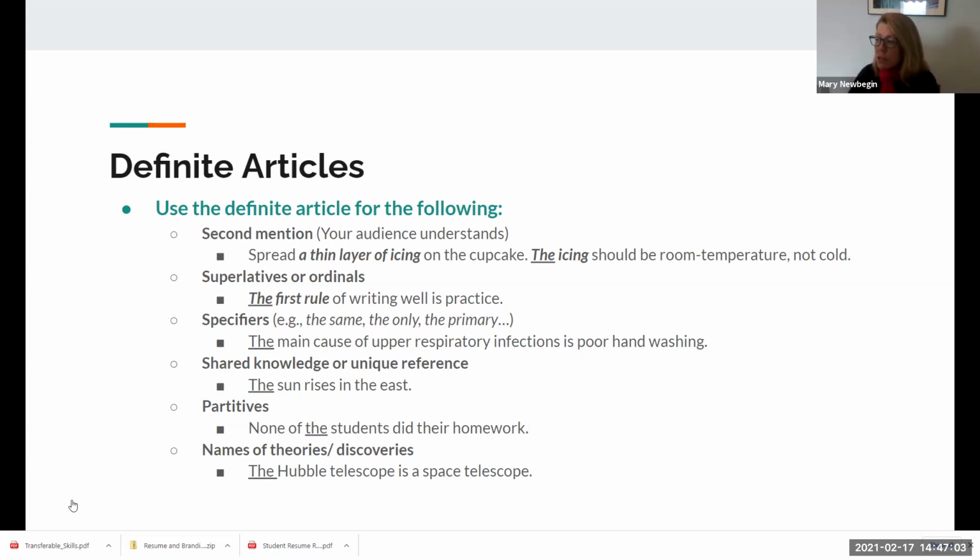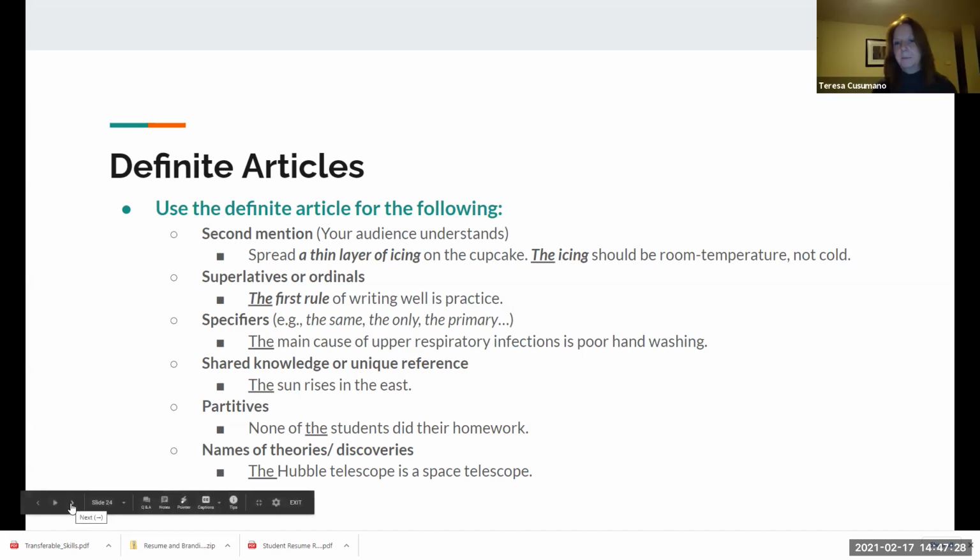With superlatives, the first rule, specifiers, the main cause, shared knowledge, things that you and I both understand: the sun rises in the east, the sun sets in the west. Partitives: none of, some of, all of, most of. And then, of course, the names of theories or discoveries, and the example there is the Hubble telescope.